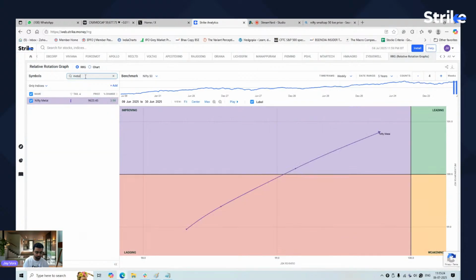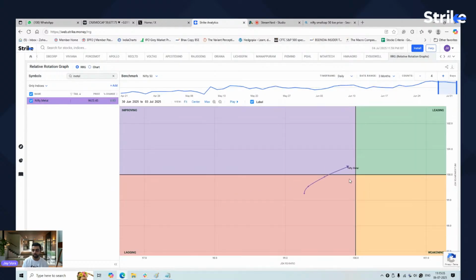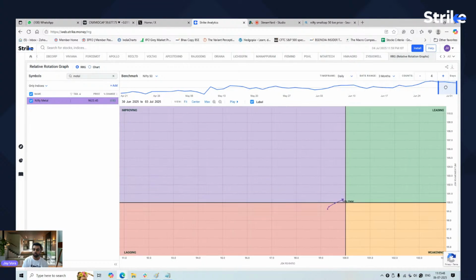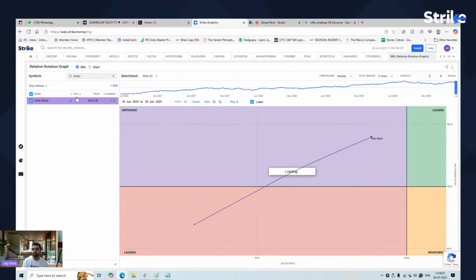If I do metal over here, it saw a very good turnaround. And if you see what was happening on daily, that was even more interesting. See over here, in daily also we were seeing this thing happening, and in weekly also we were seeing these things happening. When both of them converge, it is usually a very, very good sign that an outperformance can happen.